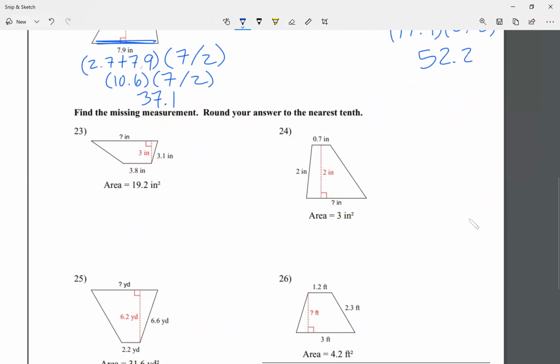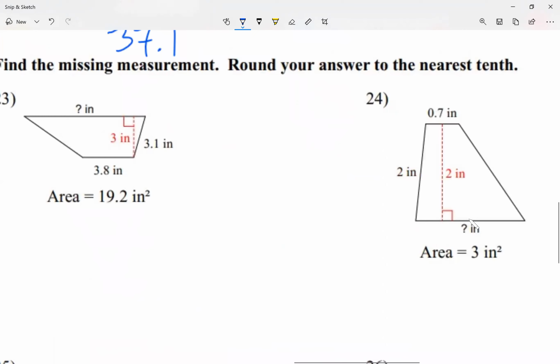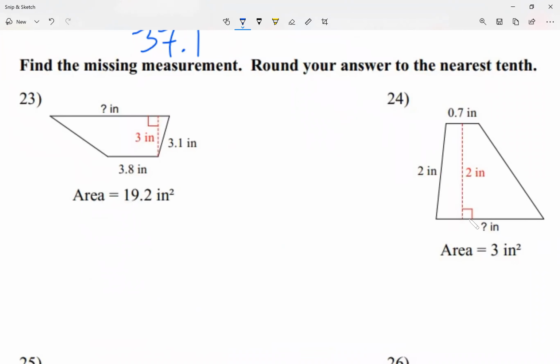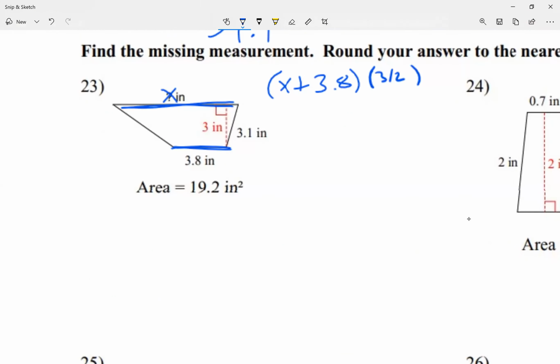Now let's take a look at 23 to 26. Here we're going to use our formula. It says find the missing measurement, round your answer to the nearest tenth. Okay, so my answer will have one decimal place. Looking at my bases, these are the two sides that are parallel. That question mark, let me call it X. So I know I have to go X plus 3.8. I have to add my bases, X plus 3.8 times 3 divided by 2.